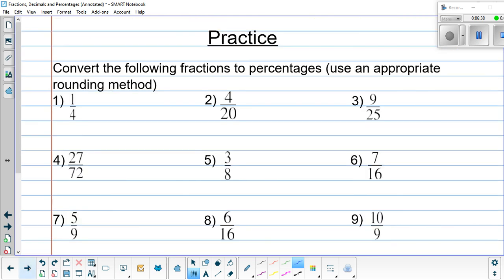Okay, so here's a variety of ones for you to give a go. So pause the video now. Once you're ready, we'll go through the answers. Alright, welcome back. So let's go for the first couple.